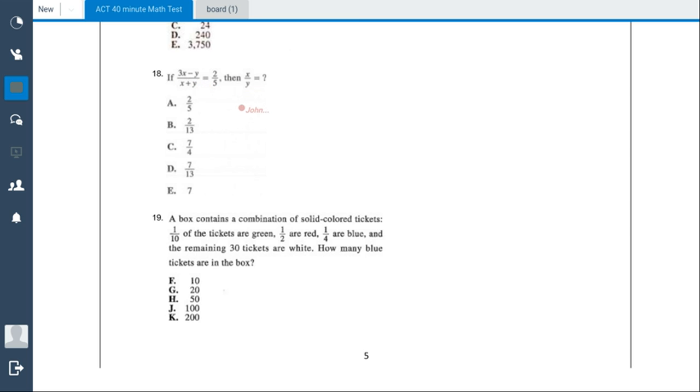For this one, we're going to cross multiply first. So this is 15x minus 5y is equal to 2x plus 2y. Now I'm going to get the x's on one side and the y's on the other. So I get 13x is equal to 7y. And I'm trying to get y over x. So if I move this y underneath, that means that my top number has to be 7. And the bottom number has to be 13. So that's D.